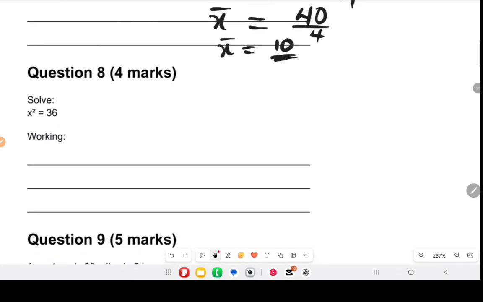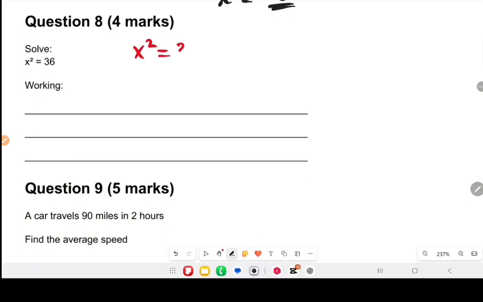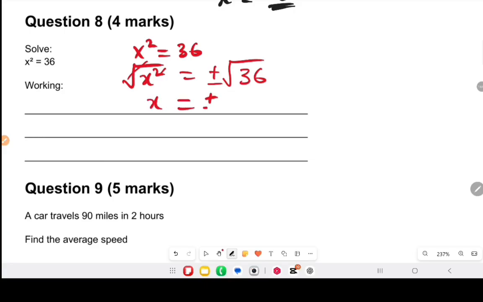Then we continue to question number 8. Number 8 says x squared equal to 36. Now we have two ways to solve this. We take the square root of both sides, which is square root of x squared equals plus or minus square root of 36. Now square root cancels squared, left with x equal to plus or minus square root of 36, which is 6.